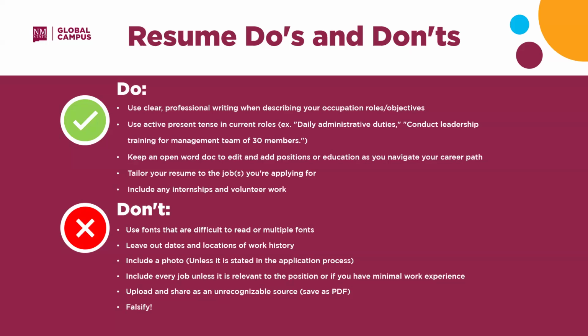Resume do's and don'ts. Again, some of these might be pretty obvious and pretty understood for the most part, but we still see some of these hiccups in hiring committees today. First and foremost, you want to use clear professional writing when describing your occupations and roles and objectives. Again, look at your current job description. You can always get that from your HR department. If not, you can just think about what you do day to day, and then rewrite that in a way that is more professional, highlights your work.